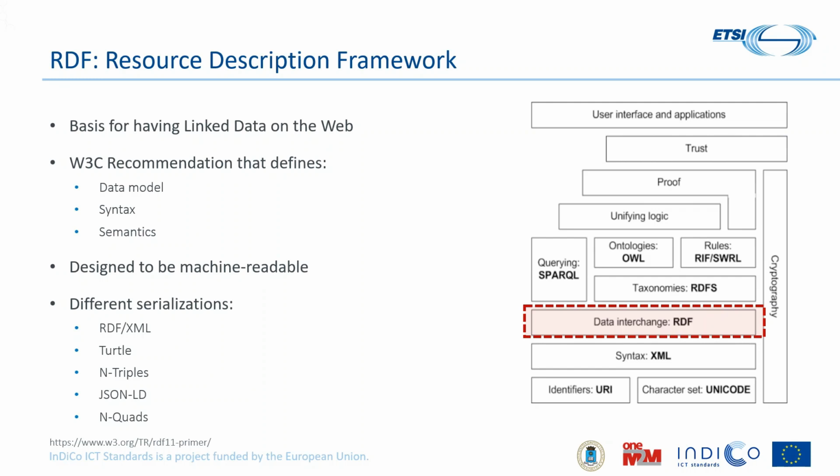RDF was designed to support interoperability on the web, so that the machines are able to exchange data. In this case, the end user of RDF is the machine. So in order to be machine readable, RDF has different serializations, which are the ones that are listed in the slide. All the serializations are standards, and they are focused on several aspects. For example, Turtle is designed to be a more user-friendly serialization, while JSON-LD is more oriented to support the developers.